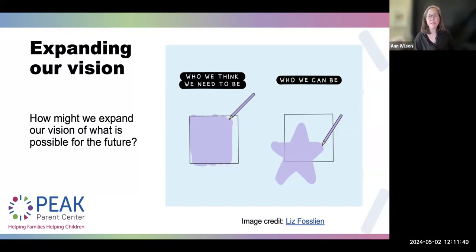And I like this image where, for all of us, whether we have a disability or not, sometimes we think we need to be in a certain box. And sometimes when unexpected things happen, it gives us an opportunity to expand our box. So think about how you might expand your vision to create the best life for your child.